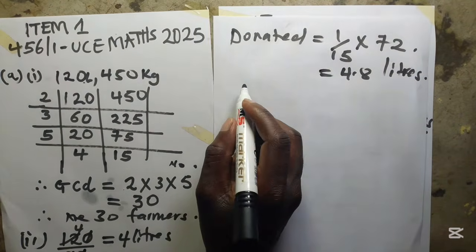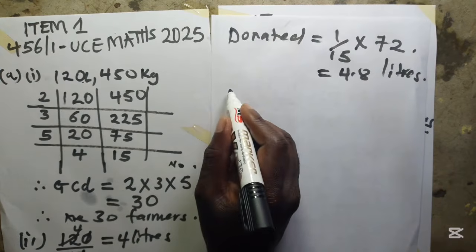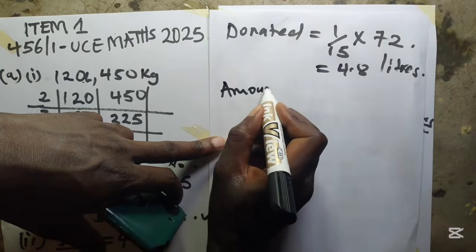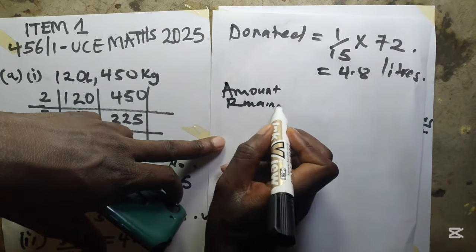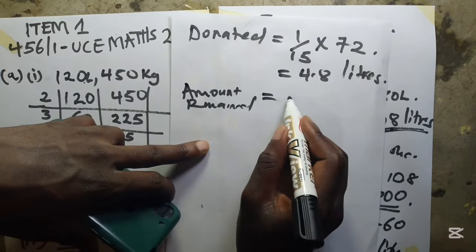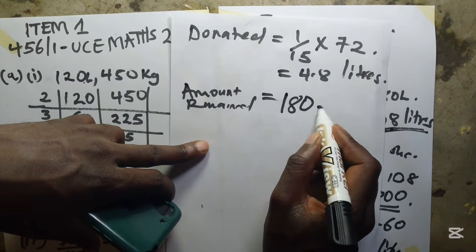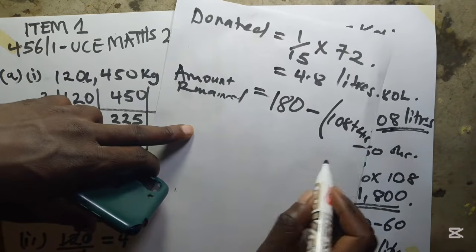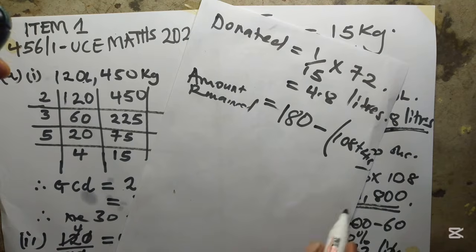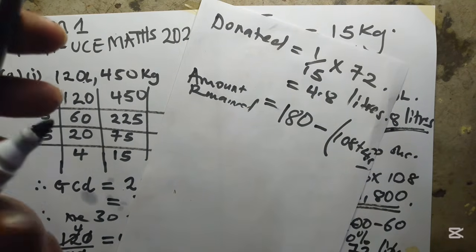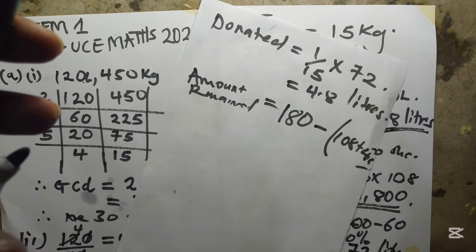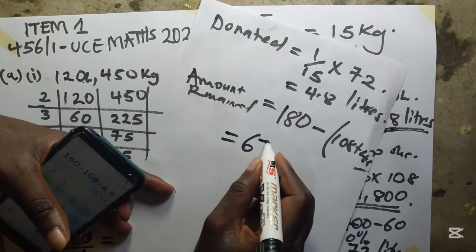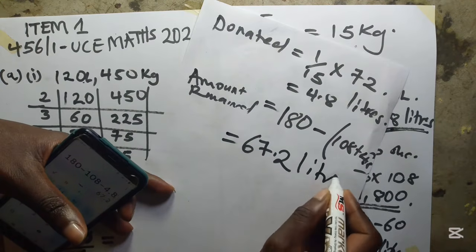Then the remaining milk, after the donation and the selling, which was used to make yogurt and butter. Now we are going to get the total amount of milk he had minus the one he sold plus the one he donated. I'm sorry for that, I believe you can see it. And then minus that, so it is 67.2 liters.